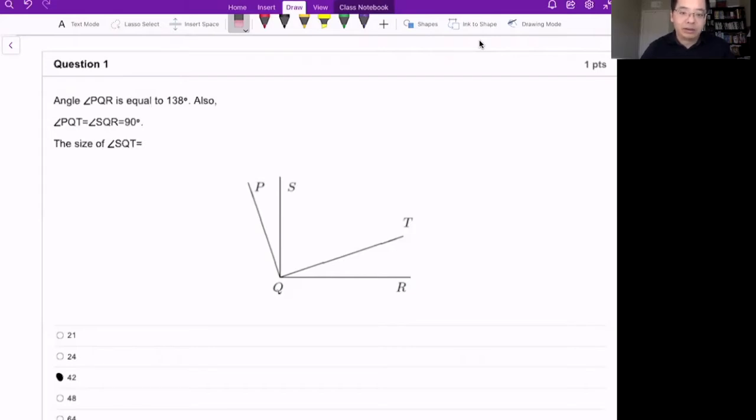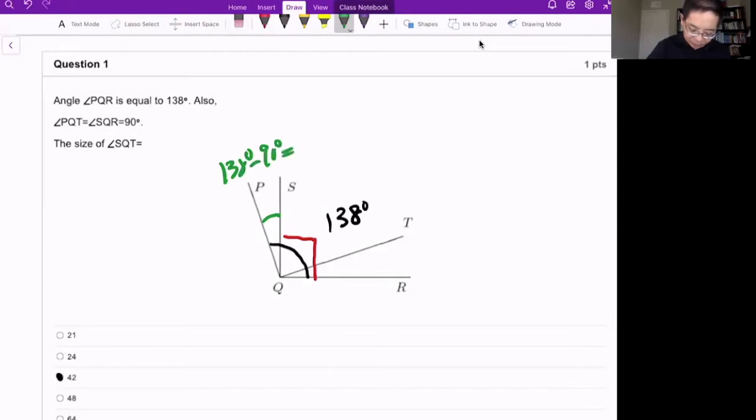Question number 1. Here we have several angles. The largest one, PQR, is 138 degrees. Then we have SQR, which is 90 degrees. Then we can quickly get the angle PQS. This is just 138 minus 90, which is 48.